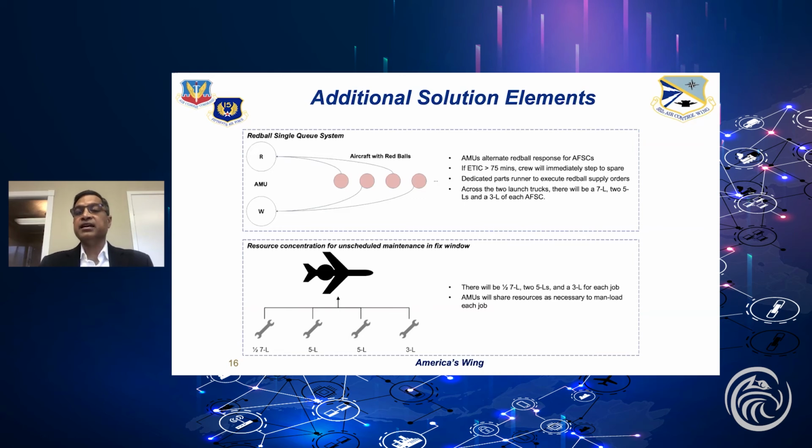And as I said in the previous slide, we said that for every aircraft, we will have a 7 level, a 5 level, and a 3 level. Of course, for some jobs, we could work with one 7 level on 2 jobs, but we said that's kind of the team for every aircraft. Once we have this team, we'll go work on that aircraft. We'll rapidly fix that aircraft, go to the next aircraft, and so on.